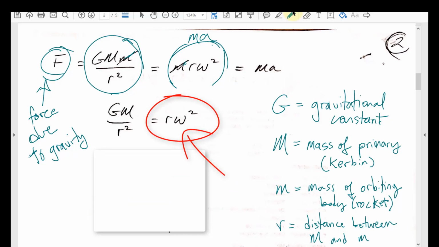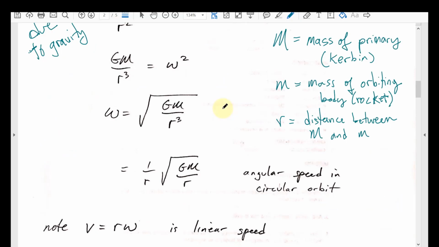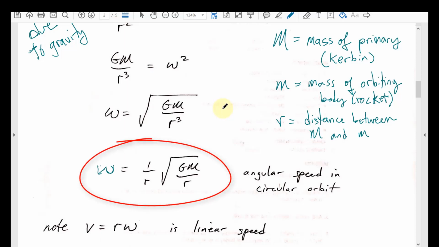So what I'll do here is assume that the radius is not zero, otherwise this would have been undefined anyway. So divide both sides by r, and take a square root to solve for omega. Because this is r cubed, we could say it's r times r squared and take the r squared out of the square root and get 1 over r times the square root of GM over r. That would represent an expression for omega, the angular speed in a circular orbit with a radius of r.